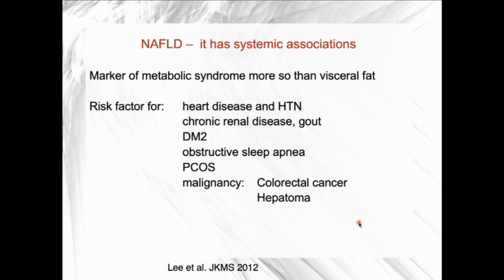It's also independently being associated with increased risk of certain malignancies, such as colorectal cancer and even hepatoma. Typically, hepatoma is a cancer we see most frequently in people who have cirrhosis. But NAFLD and hepatitis B are probably the only two conditions that carry an increased risk of liver cancer without already having cirrhosis of the liver.